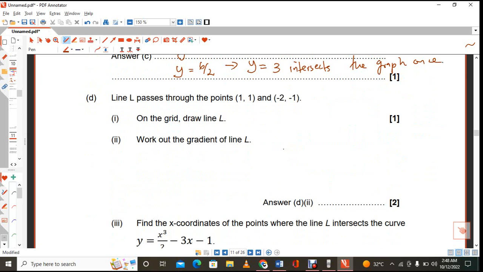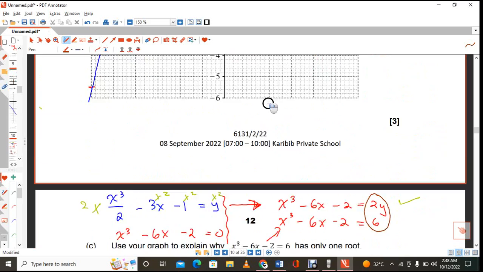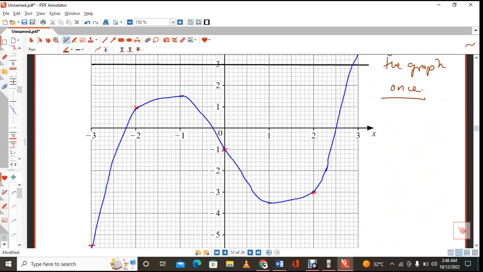Then part D says the line L passes through the points (1, 1) and (negative 2, negative 1). Well, let's go back to our graph. So (1, 1) is here, and the other one was (negative 2, negative 1), which will be somewhere here. So if I draw a line from here all the way up to there, and let's extend that a little bit, that's the line. It says draw the line, so 1 mark for that.